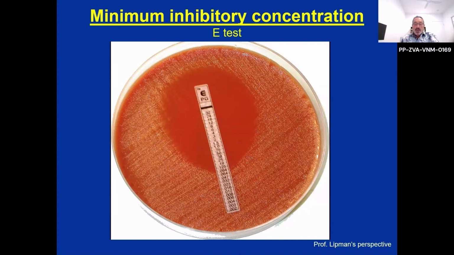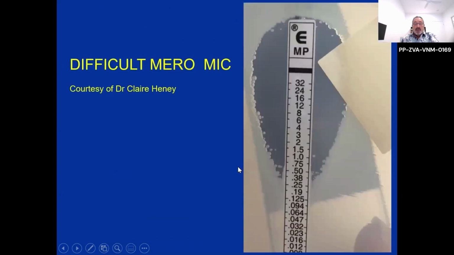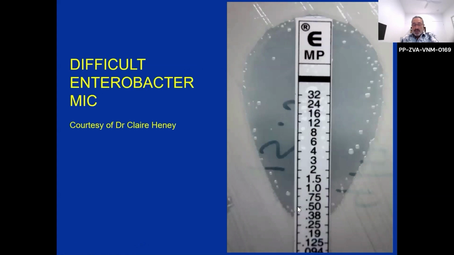You put a strip into growing organisms, and the MIC here will be about 1. It's not always that clear, though. Here is another E-test, and we don't really know where the MIC is over here. Here's another one. Again, it's not this nice round curve that'll give you an optimum reading of the MIC.